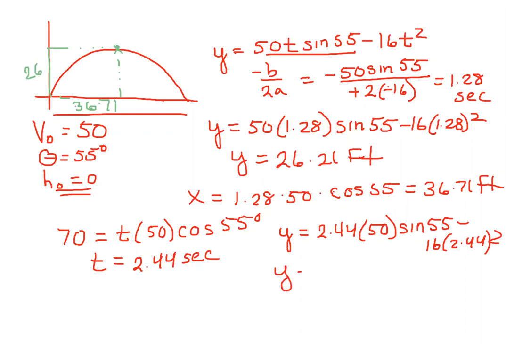And it is 4.68 feet at 2.44 seconds. If the goalpost is 10 feet high, will the ball pass over it? No, because it's not high enough. It's only 4 feet high, and the post is 10 feet. So how much higher would the ball need to be? We're just going to take this and subtract it from 10, and it would need to be 5.3 feet higher.